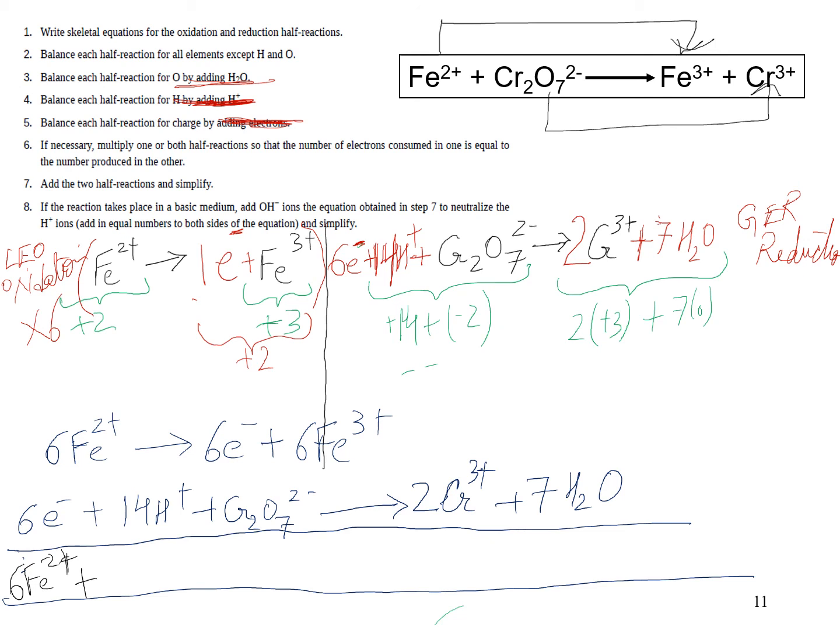6 electrons are being produced in the first half, meaning I can cancel these electrons. If there's something that is a reactant and a product, you can cancel those out, right? That's how you add reactions. So we cancel these electrons.